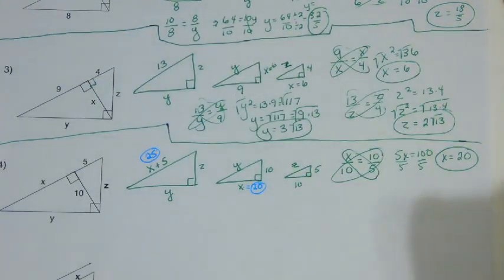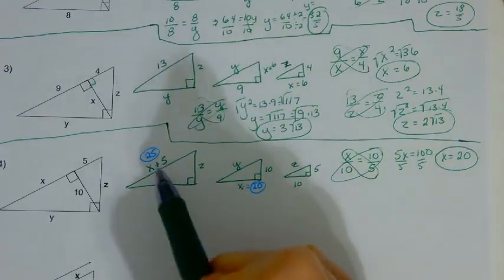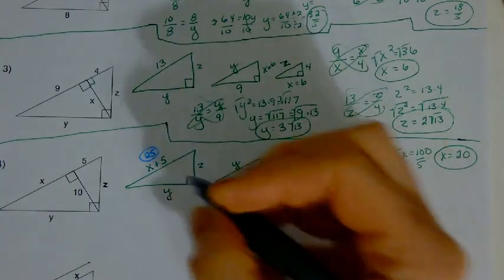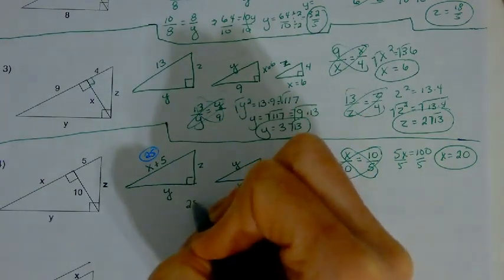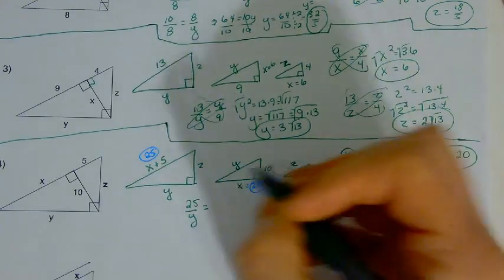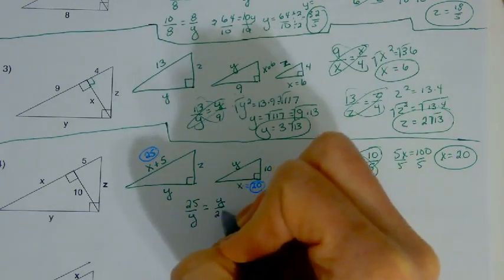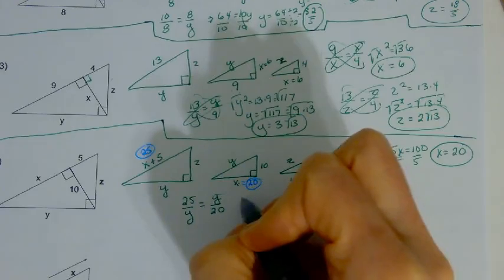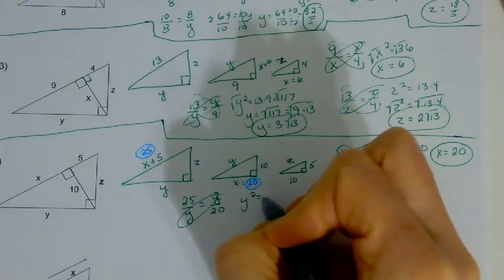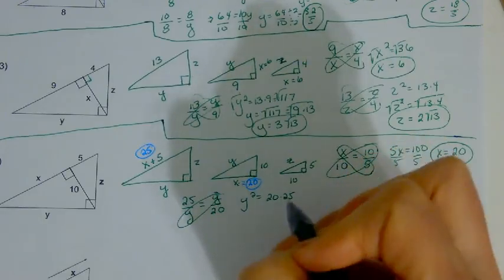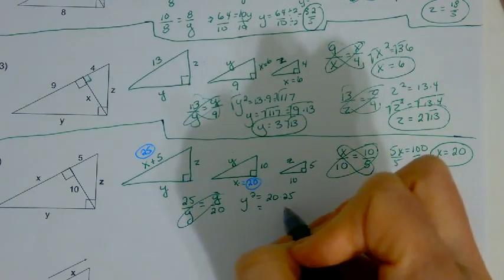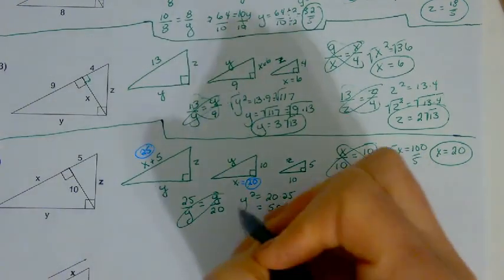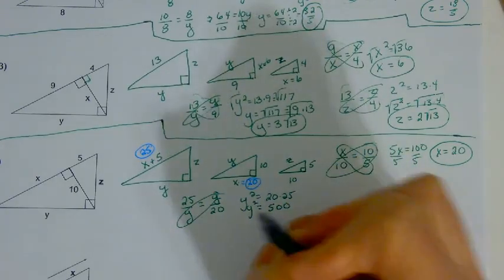We could take 25 is to y as y is to 20. So in this case, we do need to plug in the value. So 25 is to y as y is to 20. And that'll work because it's the same variable. So we get y squared equals 20 times 25. Well, that's equal to 500. So y squared equals 500. Take the square root of both sides and we get y equals the square root of 500.